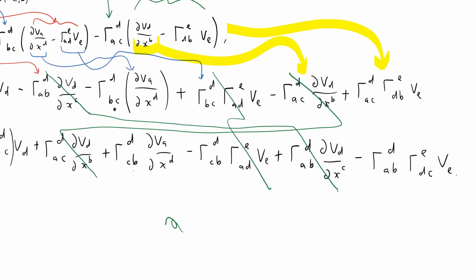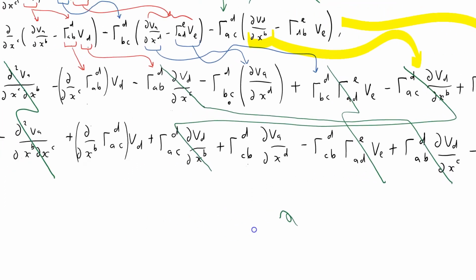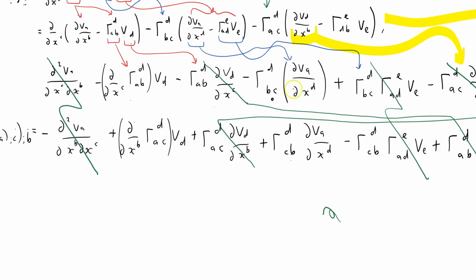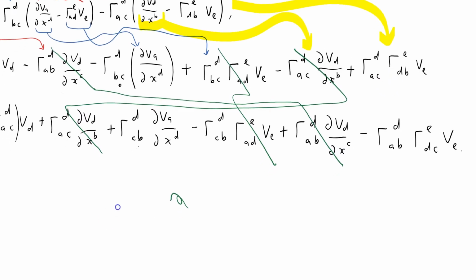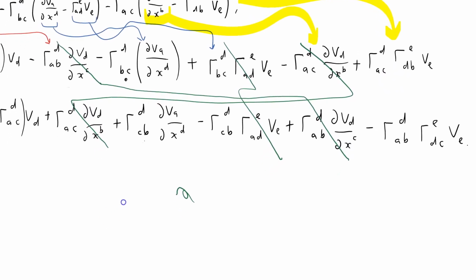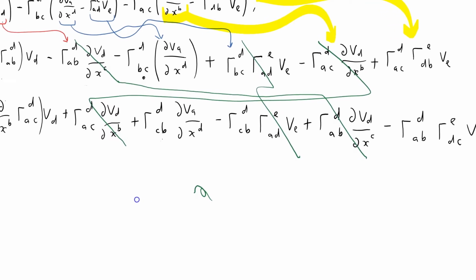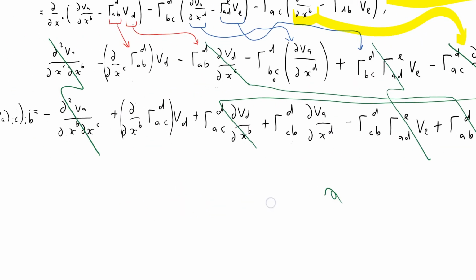So how many terms have I got left now? I've got 1, 2, 3 terms on the top and 3 terms on the bottom. Something had better go, because I know that the Riemann curvature tensor has got 4 terms in it, and I've got 6 here. So there's another cancellation which I'm trying to spot, and I can't see it.